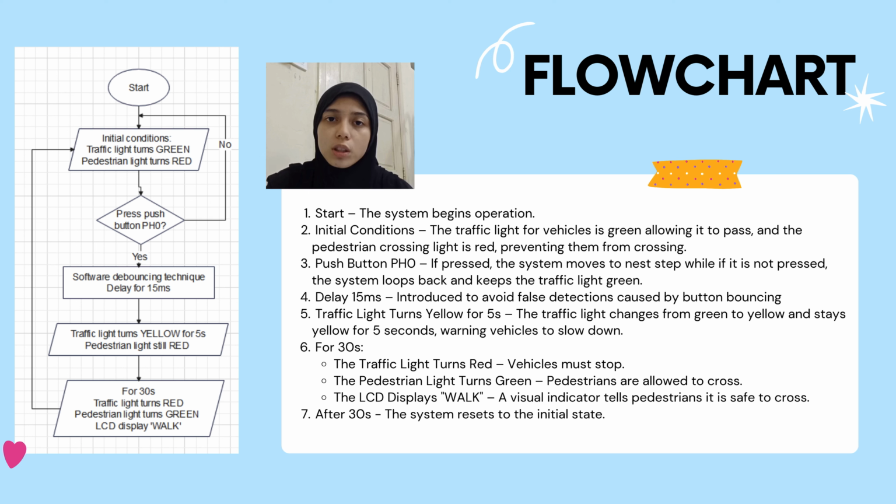Next, the system introduces a short delay of 50 milliseconds for the button to process. For the next 5 seconds, the traffic light turns yellow, meaning the traffic light changes from green to yellow and stays yellow for 5 seconds, warning vehicles to slow down. For the next 30 seconds, the traffic light turns red, meaning vehicles must stop, and the pedestrian light turns green so that pedestrians are allowed to cross, while the LCD displays WALK in big uppercase letters as a visual indicator to tell pedestrians it is safe to cross. Lastly, the end shape means the process ends and the system likely resets to the initial state.